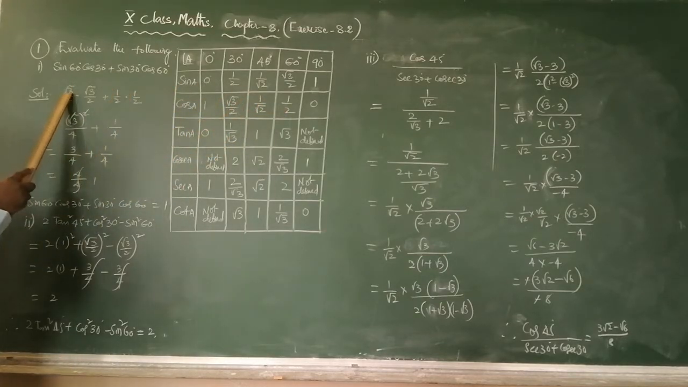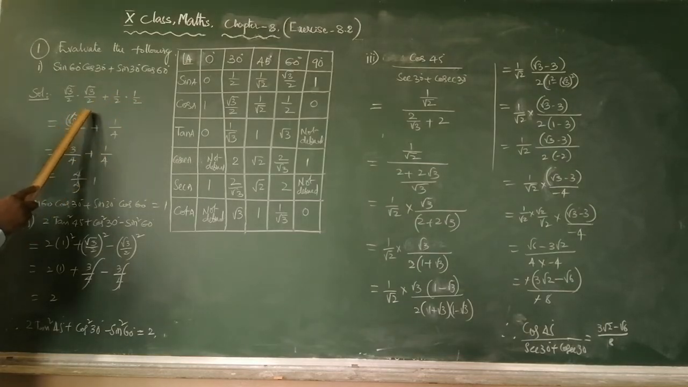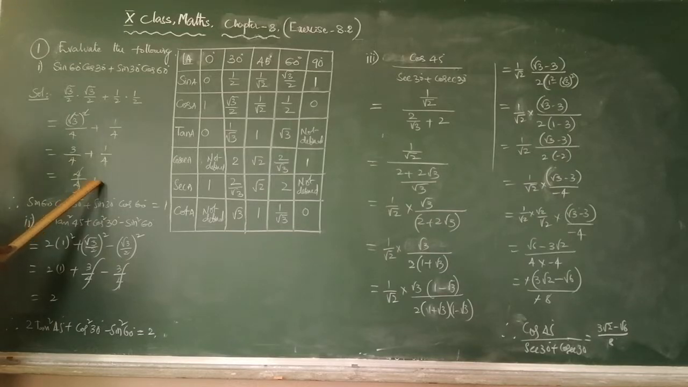Therefore, root 3 by 2 into root 3 by 2, that means root 3 whole square by 2 into 2, which is 4, plus 1 into 1, which is 1, and 2 into 2, which is 4. Therefore, the square root gets cancelled. 3 by 4 plus 1 by 4. Here the LCM is the same, 4 is the LCM. Therefore, 3 plus 1 equals 4, so 4 by 4 gets cancelled. The first answer is: sin 60 into cos 30 plus sin 30 degrees into cos 60 equals 1.